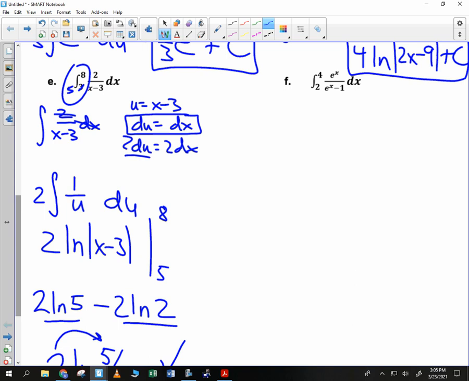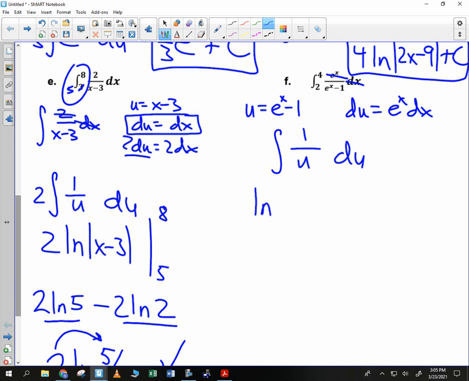Letter F. Let u be e to the x minus 1. That means that du is equal to e to the x dx. Integral du, 1 over u. The antiderivative of 1 over u is natural log of u, or natural log of e to the x minus 1.